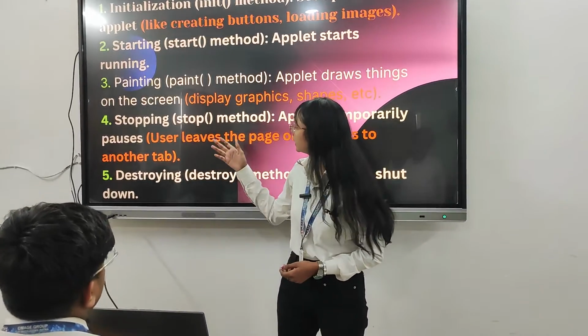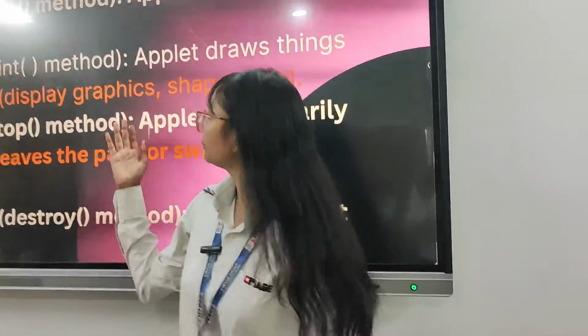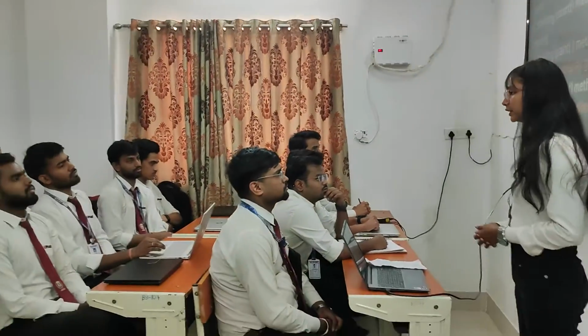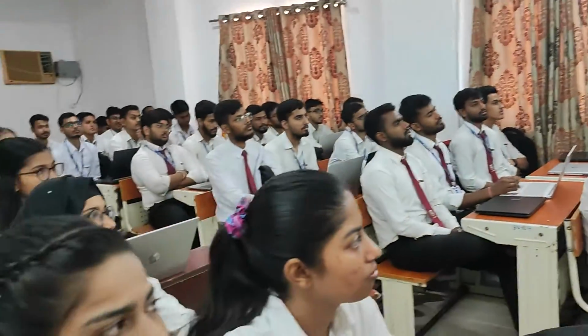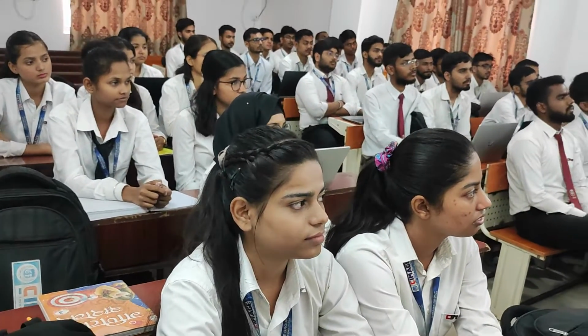The third one is the paint method. Here the applet draws things on the screen, like displaying images, animations, graphics, etc. And the paint method always contains one parameter related to graphics.